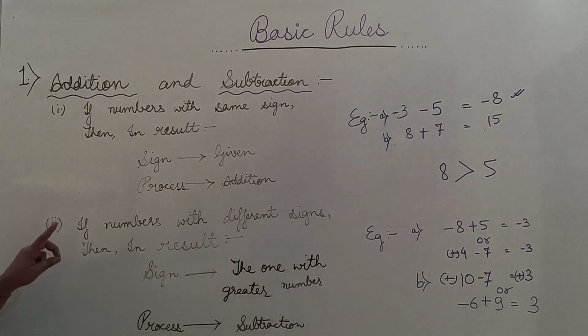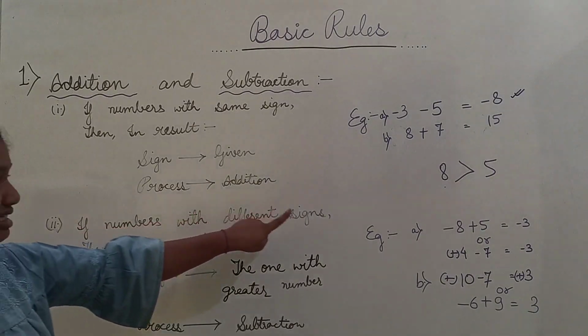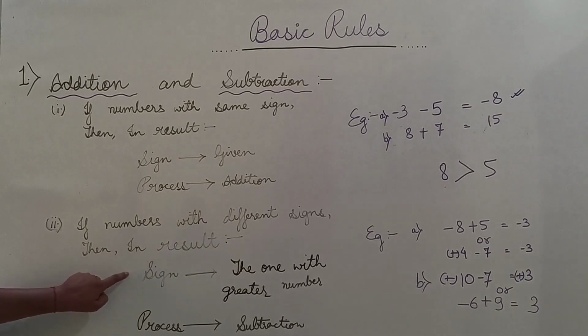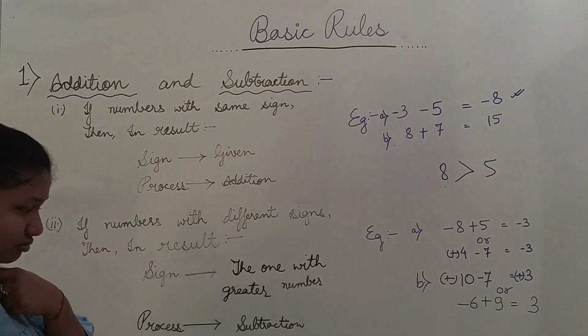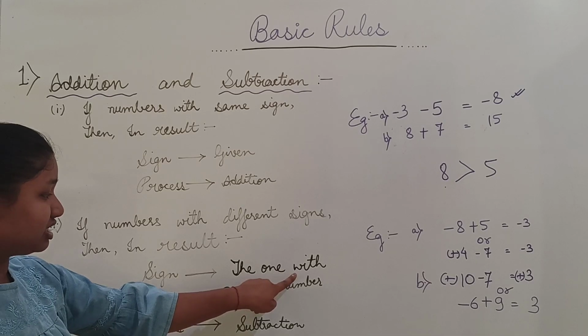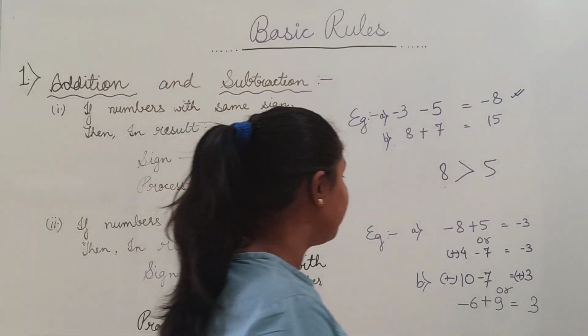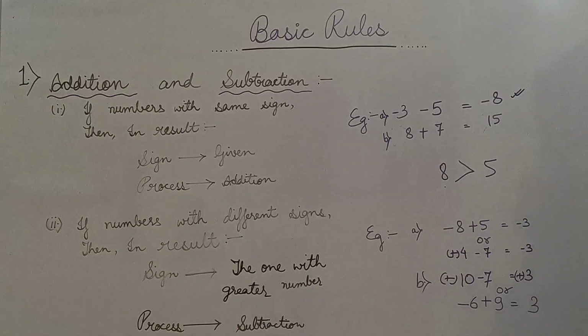Okay. Again, if numbers are with different signs, then in that case, in result, the sign will be the same sign which is with the greater number and the process must be subtraction. For example, there are two numbers here, -8 and 5. Even though on the number line, -8 will be prior to 5 and is smaller than 5.